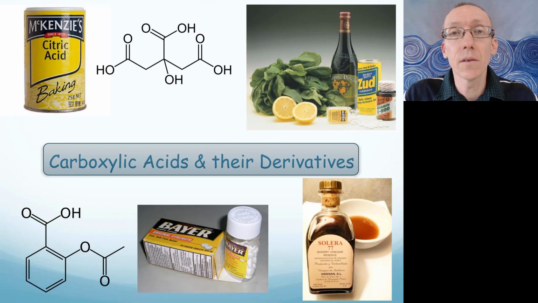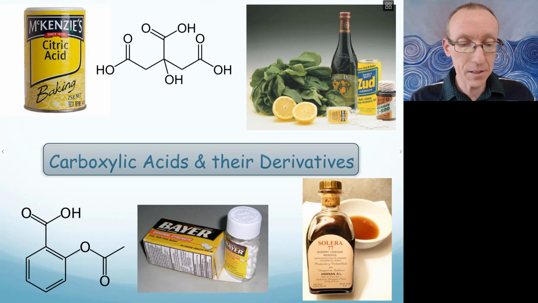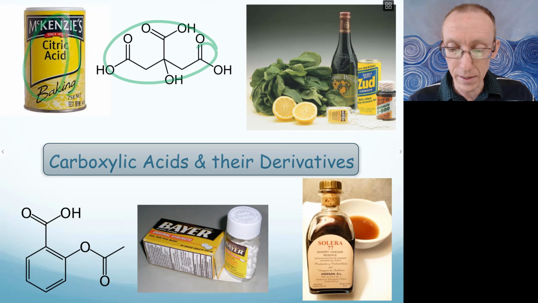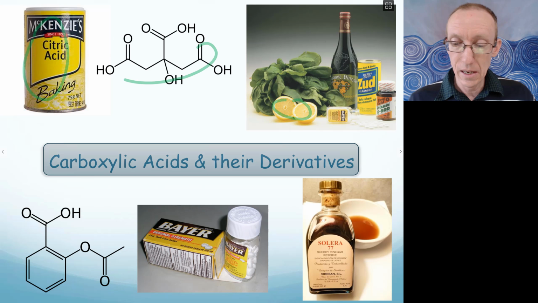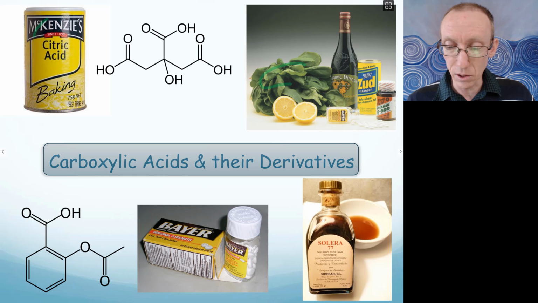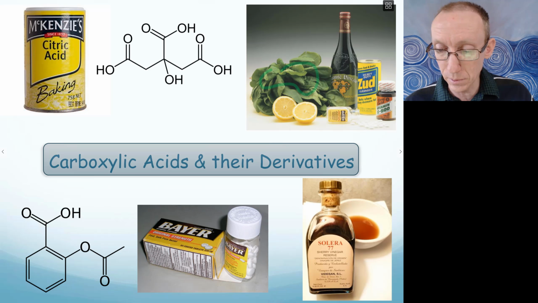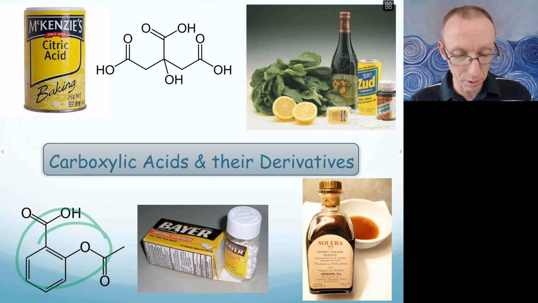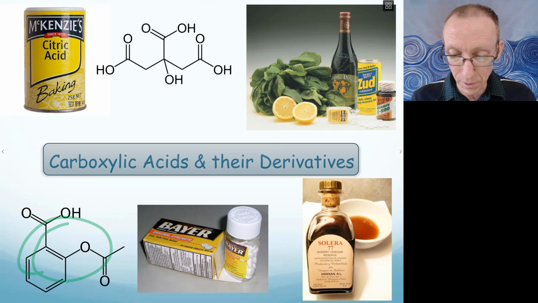Okay, let's talk about carboxylic acids and carboxylic acid derivatives. Carboxylic acids are really common in everyday life. Citric acid, often used in baking, is this structure here, and it's from citrus vegetables. There's carboxylic acids like oxalic acid in green leafy vegetables. There's carboxylic acids in vinegars and in many pharmaceuticals, including aspirin, one of the oldest pharmaceuticals of synthetic origin.